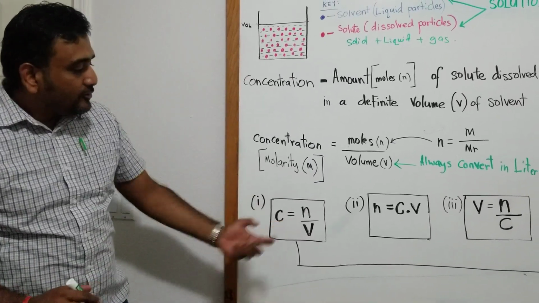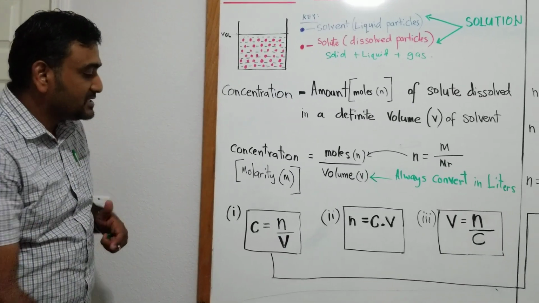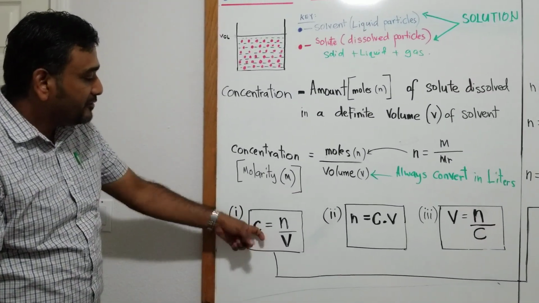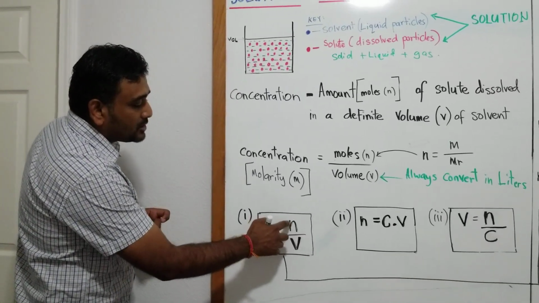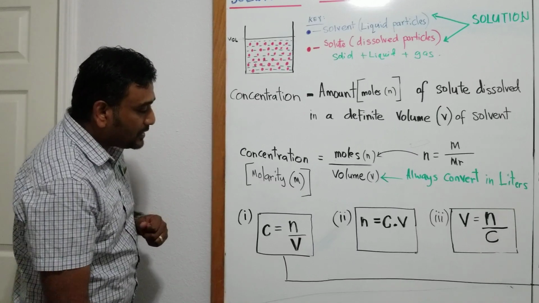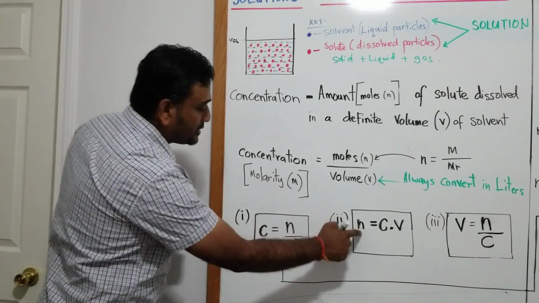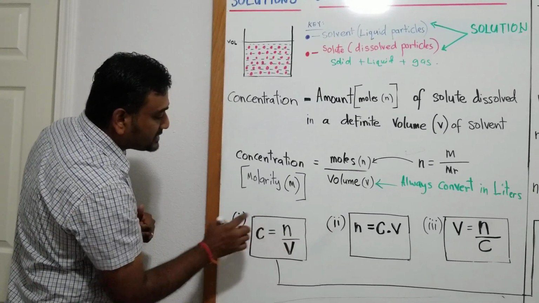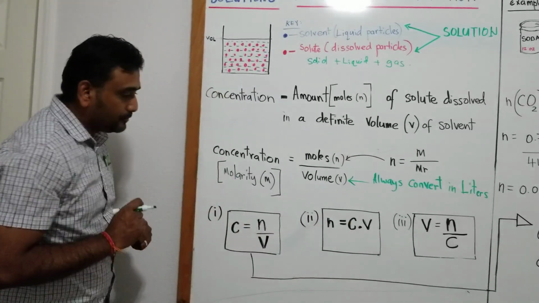Now this formula can be manipulated and we can get two more formulas out of it. Since there are three variables, three formulas can be derived from this main formula. At the moment the subject of the formula is concentration: C is equal to n over V. If I want to make moles the subject of the formula, I have to move V to the other side and put it on the top. So number of moles would be concentration times volume.